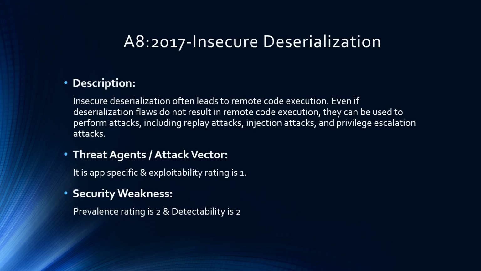Item number 8 on the list is insecure deserialization. Insecure deserialization often leads to remote code execution, and even if the deserialization flaws do not result in remote code execution, they can be used to perform attacks. These include replay attacks, injection attacks, and privilege escalation attacks.